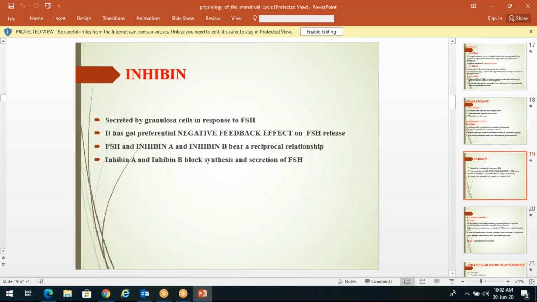And there are two more hormones secreted by the ovary. Those are inhibin and activin. They are more important in feedback loops for the regulation of the secretion of FSH.